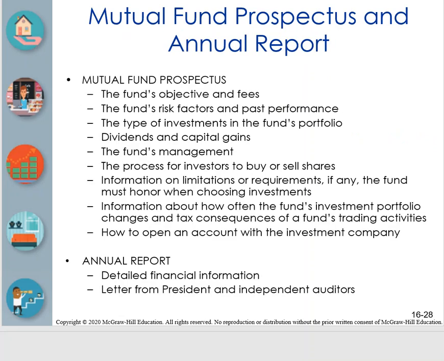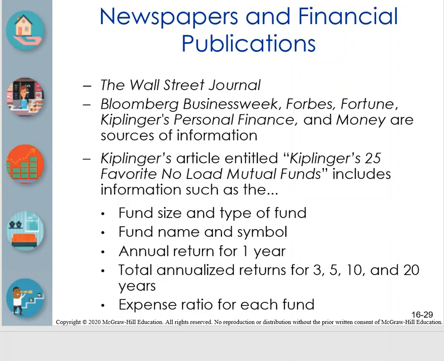You can also go to each individual mutual fund to get what's known as the prospectus as well as its annual report. Again, a prospectus is a required disclosure of the mutual fund company of its fees and how it decides to allocate money towards investments. The mutual fund company is also required to provide an annual report that details its financial information. You can go to newspapers such as the Wall Street Journal or financial publications such as Kiplinger's or Barron's, etc.